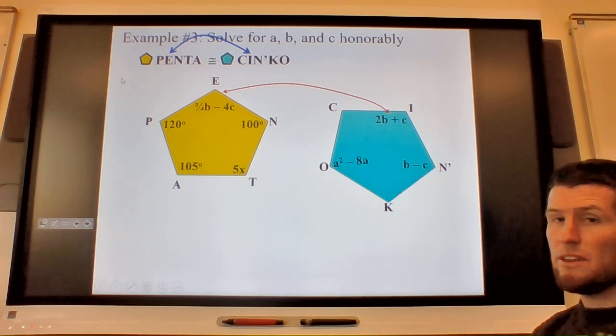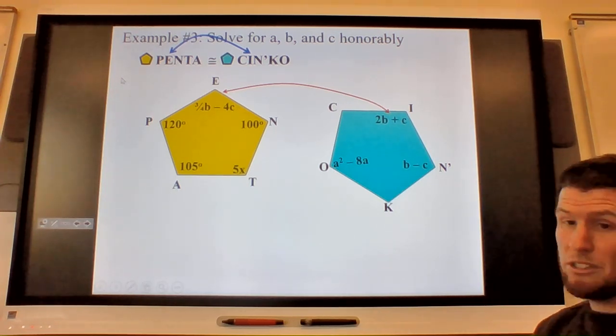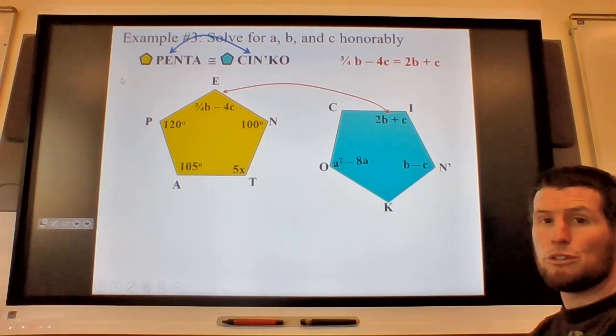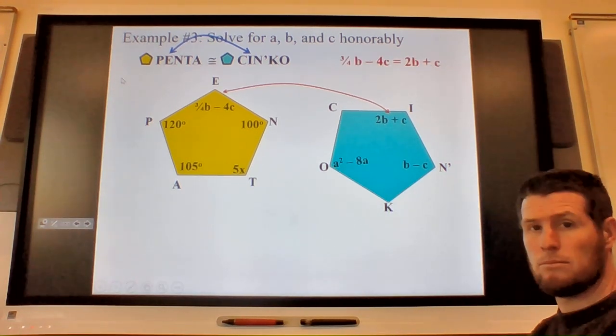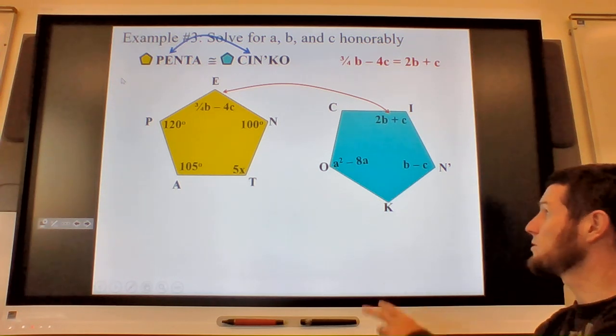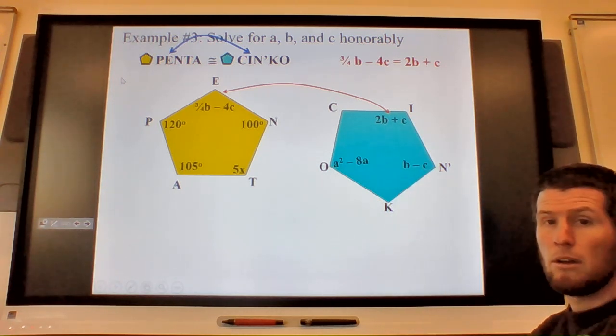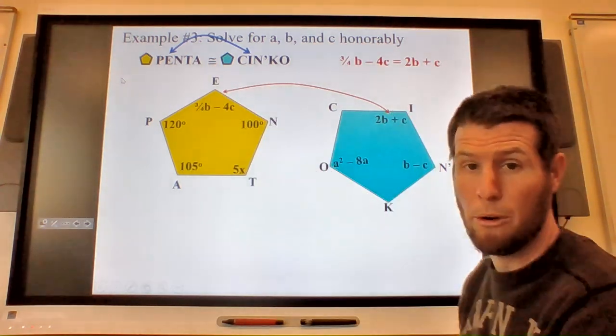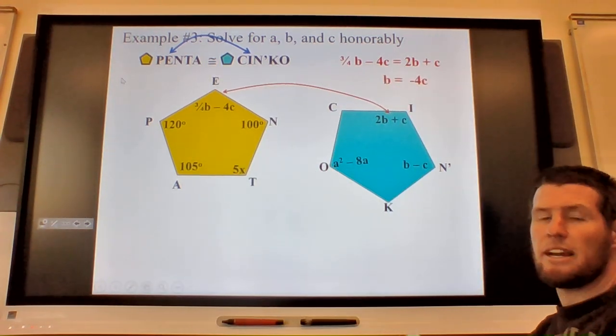So there's one thing. You see that C and I match up. You can set up an equation, set those equal to each other. Problem with that is you get two variables and only one equation, so you'll need a second equation. If you notice down here, B minus C is on here. You know that n prime is equal to n based on the letter order above. So that allows you a second equation to solve.